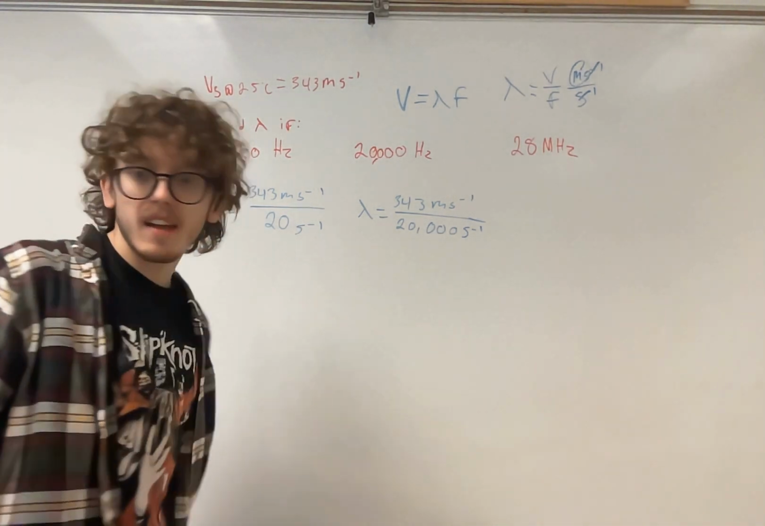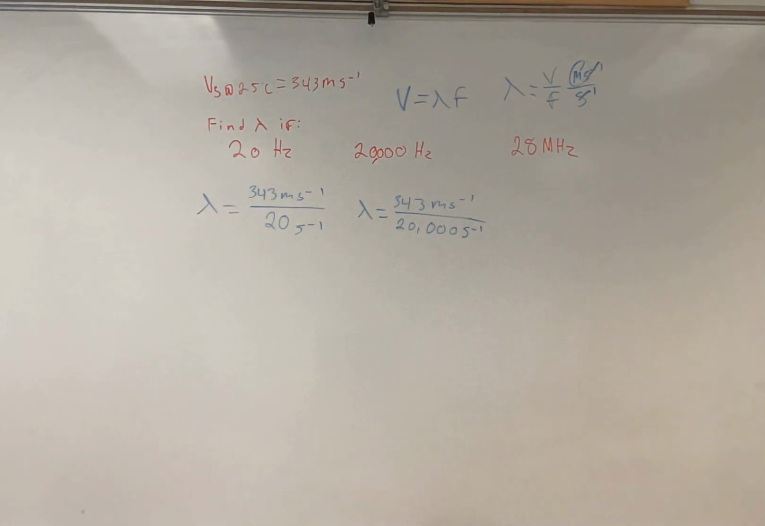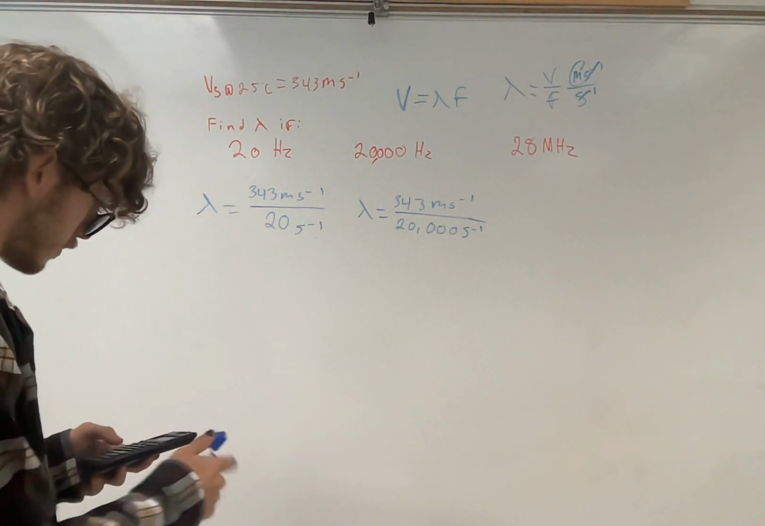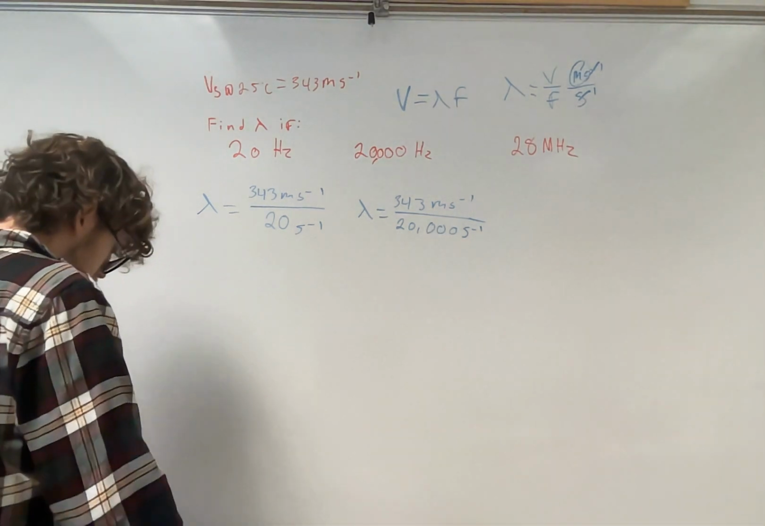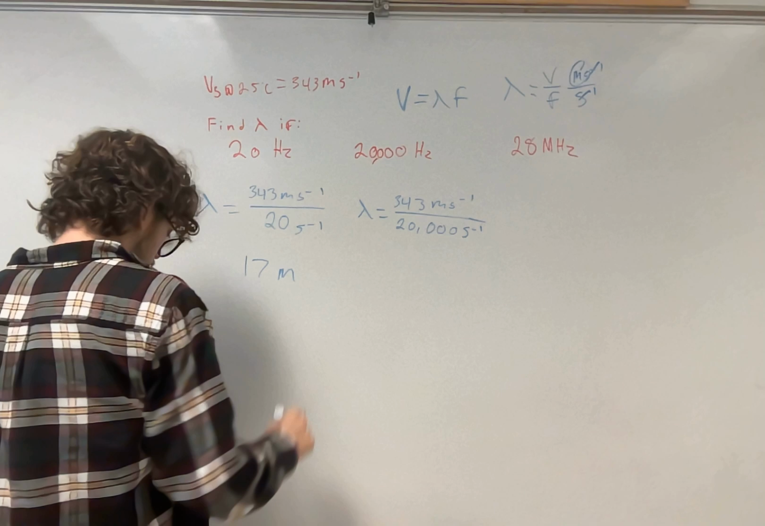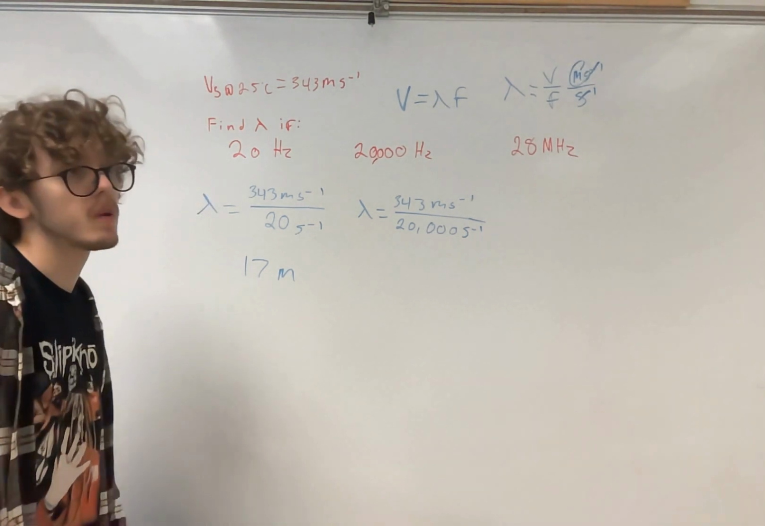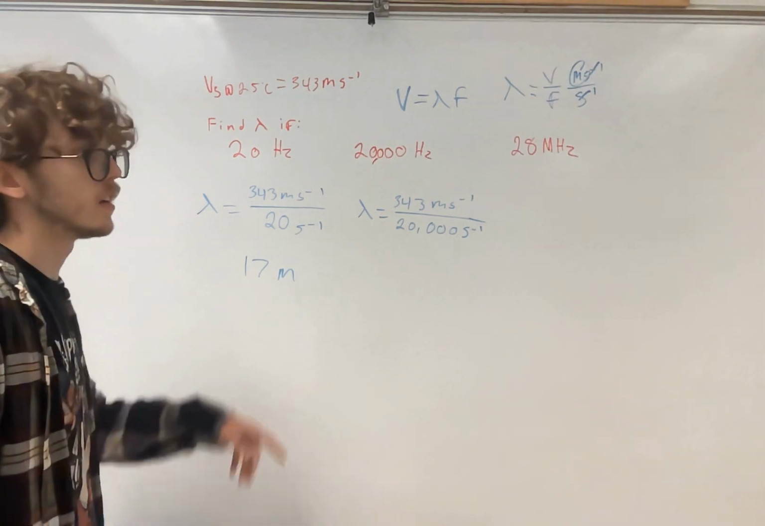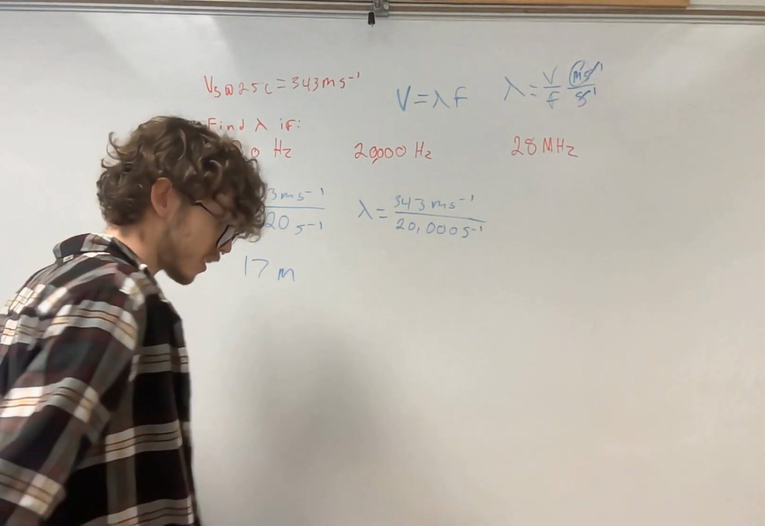So let's run the math here. Let me grab my calculator. 343 divided by 20. We're going to see that the wavelength is 17 meters. That's a big wave. Think of a football field, about a fourth of a football field. So it's going kind of long.